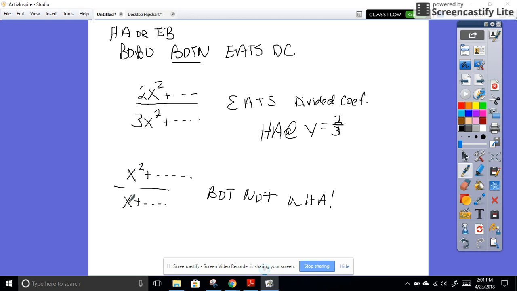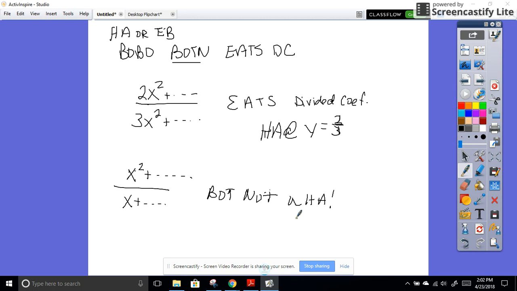The other thing you could have is an x squared term in the numerator and just an x term in the denominator. That's one possibility. So it's bigger on top. If it's bigger on top, then we're dealing with bottom, and bottom means there's not a horizontal asymptote.